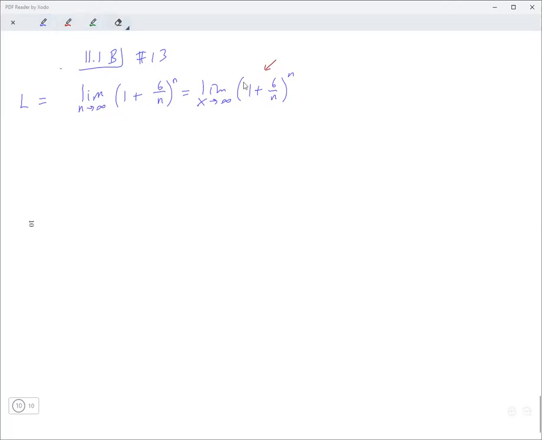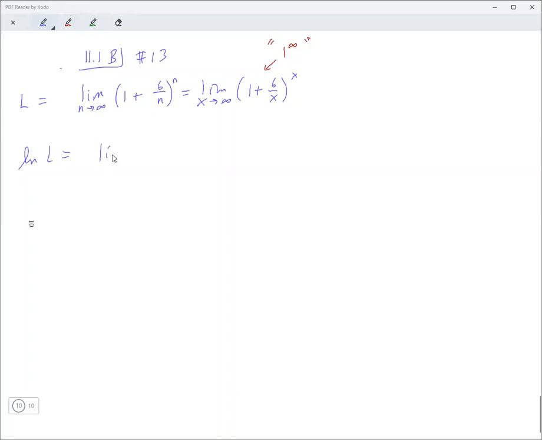Wait, hang on, I meant to replace those with x's as well. Dang. Okay, so as x goes to infinity, this goes to 0, and that's going to go to 1. So this goes to 1, right? But then this goes to infinity. So you have 1 to the infinity, which is an indeterminate form. So what you do in that case is you consider the natural logarithm.